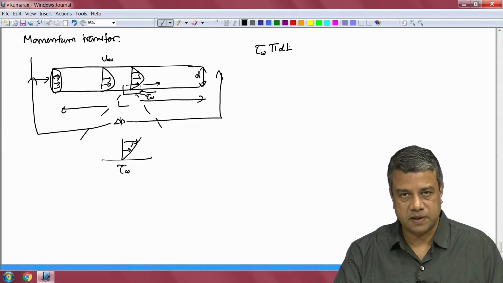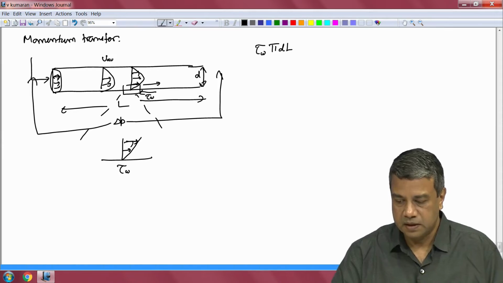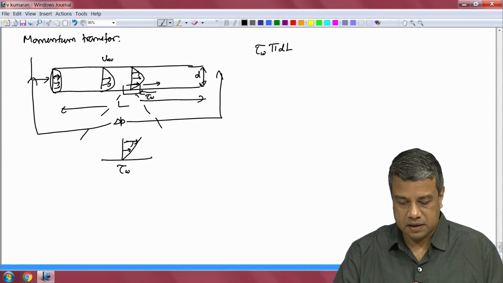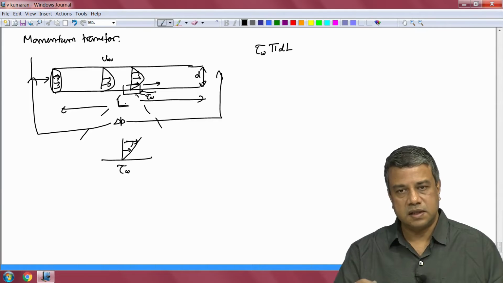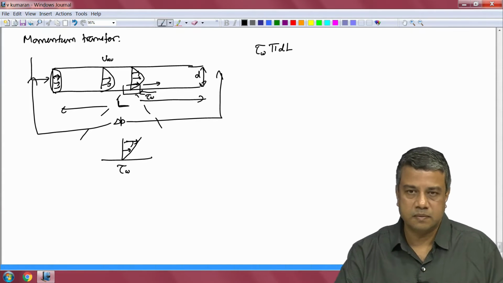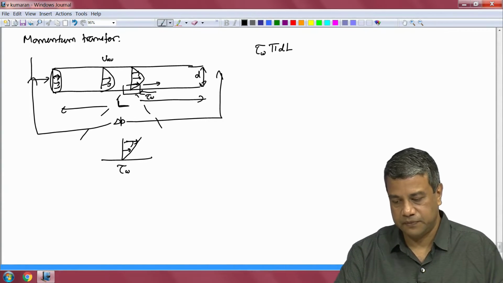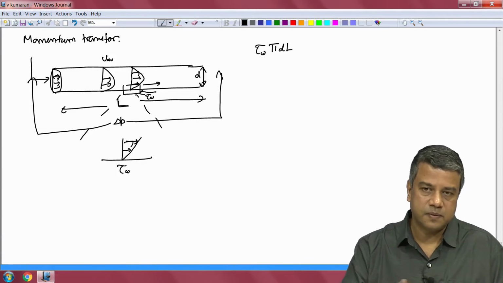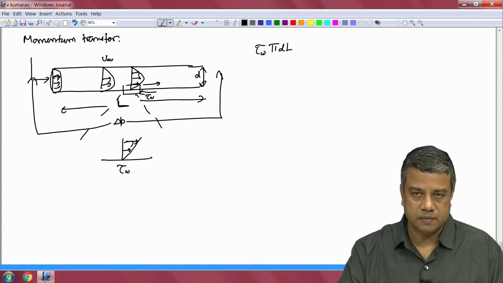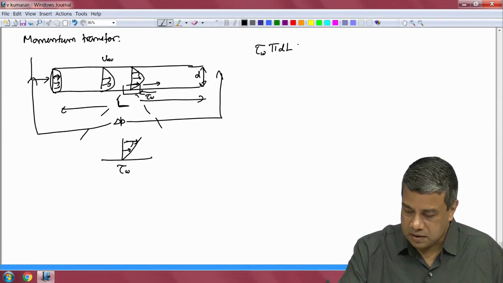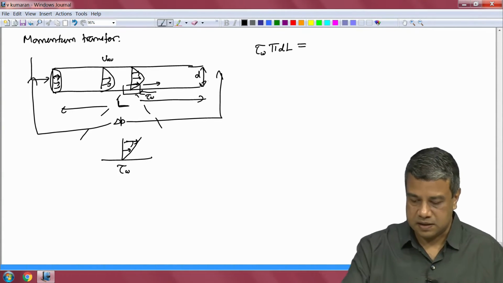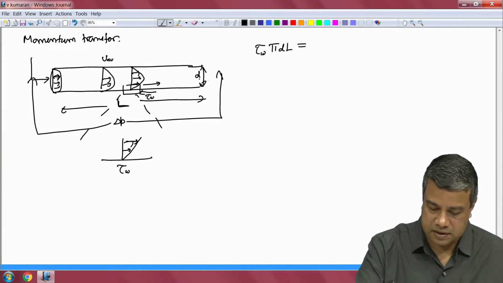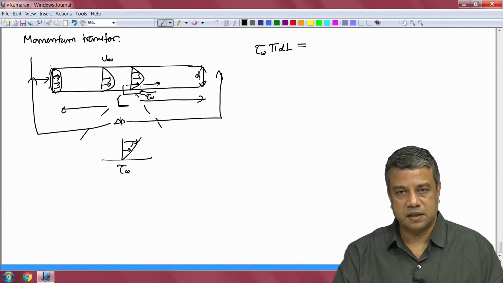Here d is the diameter and L is the length. Cylindrical surface area is equal to pi d times L. That is the force that is exerted on the fluid, opposite to the flow direction, by the pipe. This has got to be equal to the difference in pressure between the entrance and the exit, times the cross sectional area.